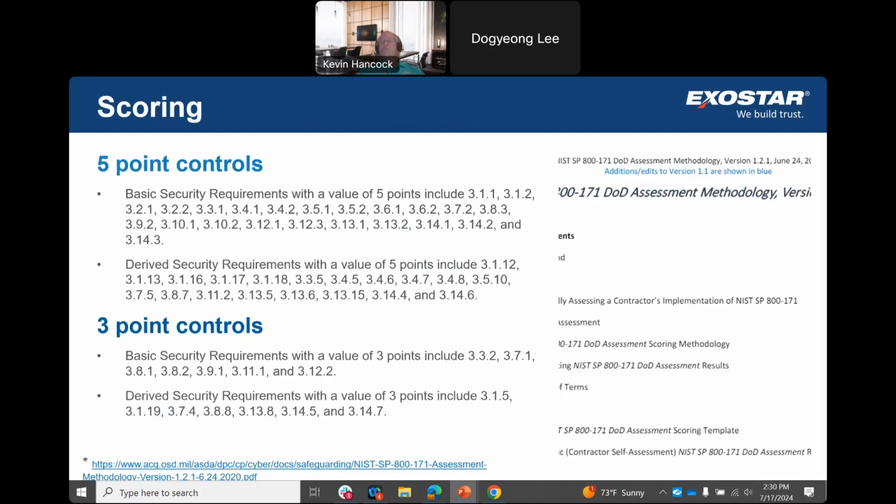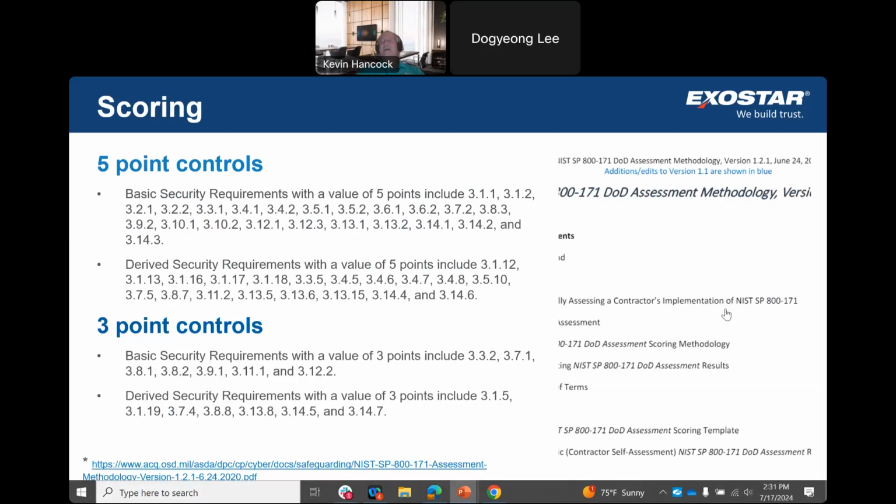These are those controls, right? And again, these are from a document. It's this document down here on how to do the assessment methodology. So these are the controls that are worth 5 points. If you haven't fully implemented 3.1.1, 3.1.2, etc., then you subtract 5 points from your 110 score. Same for the 3s. All the ones that aren't on here are 1s.